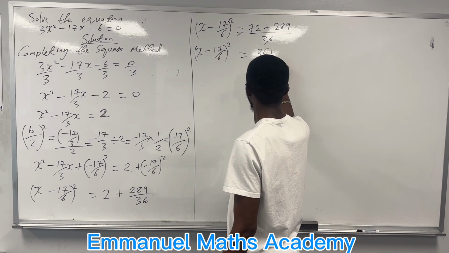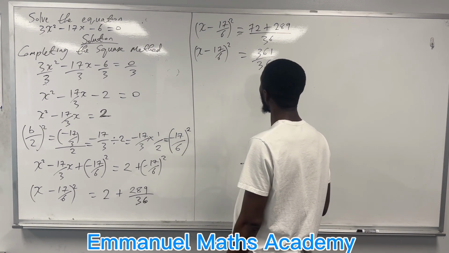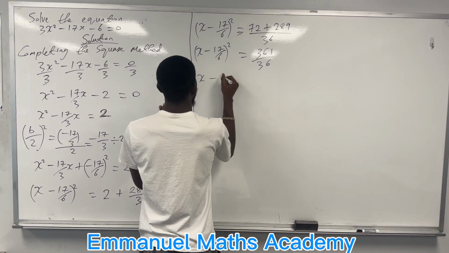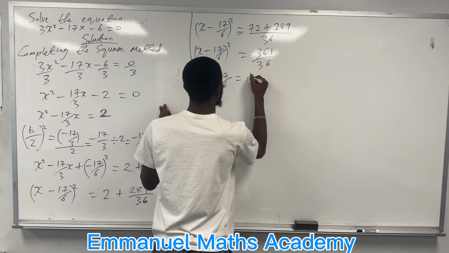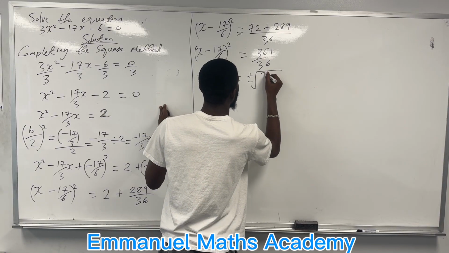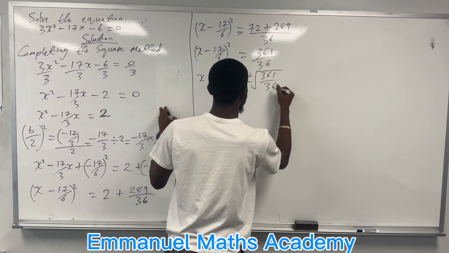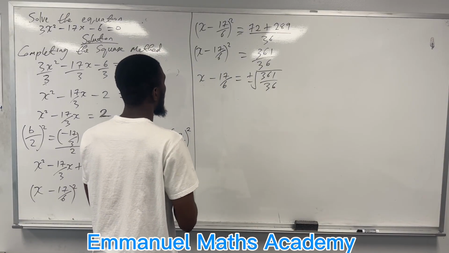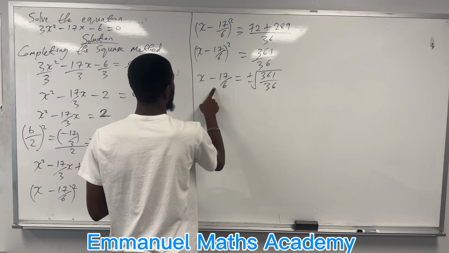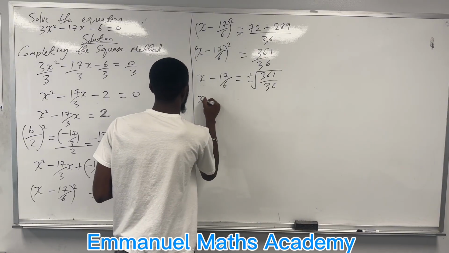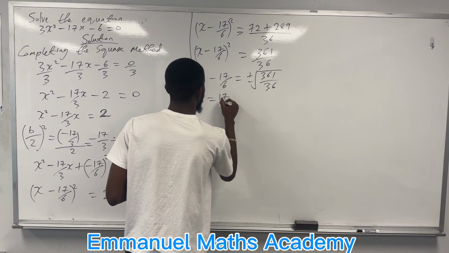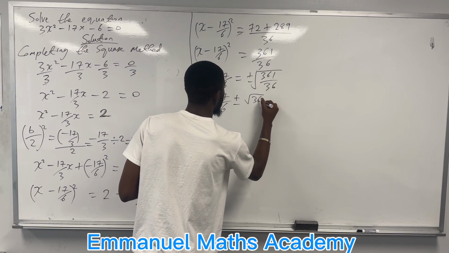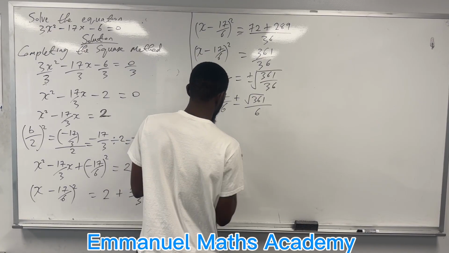361 over 36. To eliminate this square here, you take the square root of both sides, and if you do that, you have x minus 17 over 6 equal to plus or minus the square root of 361 over 36. Hence, you bring this minus 17 over 6 to this side, you have x equal to 17 over 6 plus or minus the square root of 361 over 6.